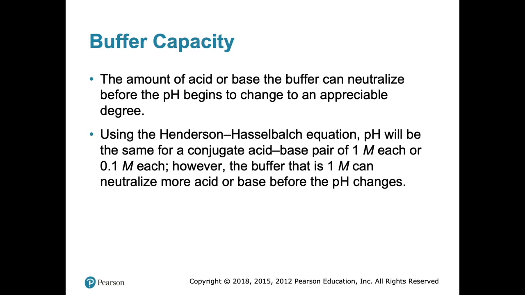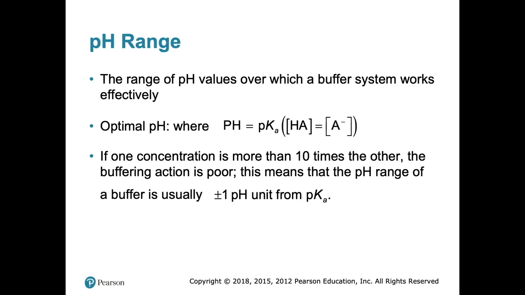So this shows you why. That's a typo. That should be a lowercase p right there. But the range of pH values over which a buffer system works is effectively the optimal pH where the concentration of HA equals the concentration of A minus. So if one concentration is 10 times more than the other, the buffering range is 4. This means that the pH range of a buffer is usually what? 1 plus or minus 1 pH units. Does that make sense?